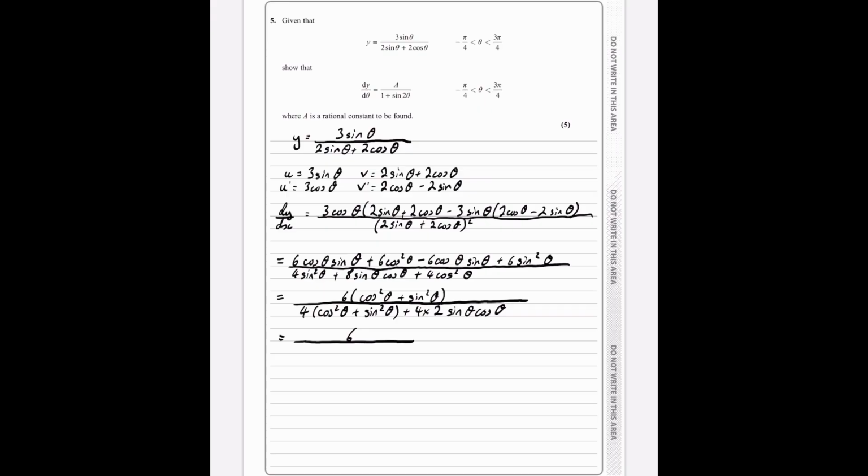The numerator simplifies to 6, as cos squared theta plus sine squared theta equals 1. Similarly, cos squared theta plus sine squared theta equaling 1 on the denominator leaves us with 4 plus 4 sine 2 theta. And lastly, divide the top and the bottom by 4. We'll get 6 over 4, or 3 over 2 if you simplify, all over 1 plus sine 2 theta, which is what the question wanted in this case. Capital A is 3 over 2. Well done if you got that one.